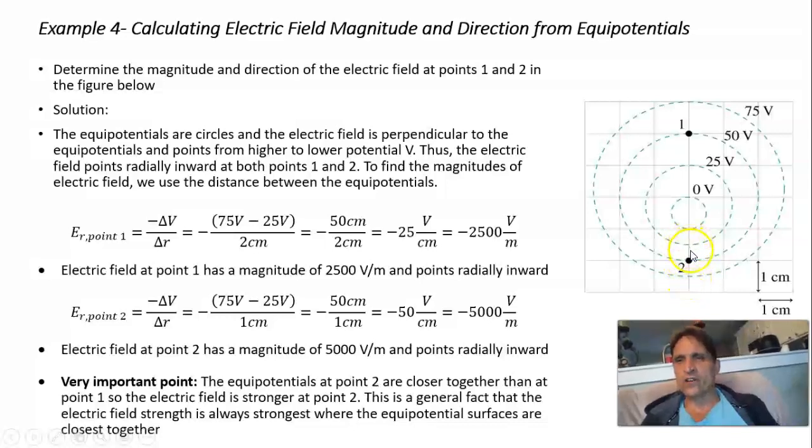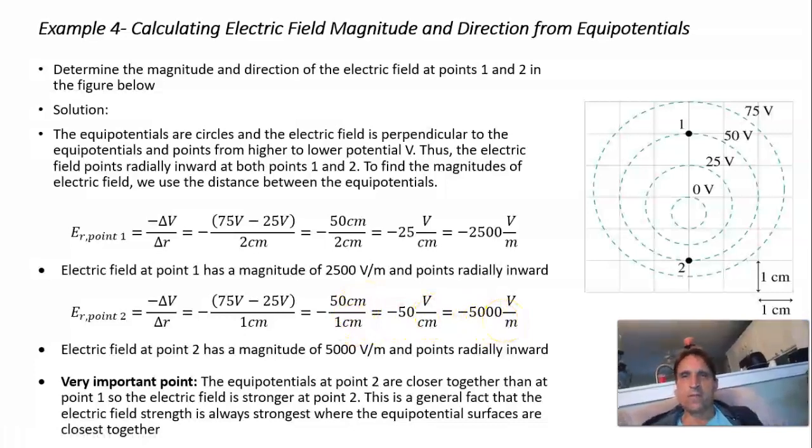Well, over a distance of 1 centimeter, which is about 1 square, going from this equipotential to the next, the potential has decreased by 25, 75 minus 50. How far? It's 1 centimeter. So it's decreased by 50 volts over a distance of 1 centimeter. So the electric field, the derivative or the slope, is negative 50 volts per centimeter, or negative 5,000 volts per meter.